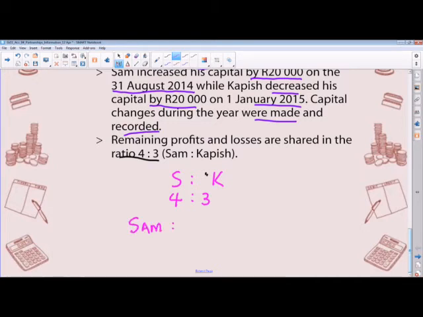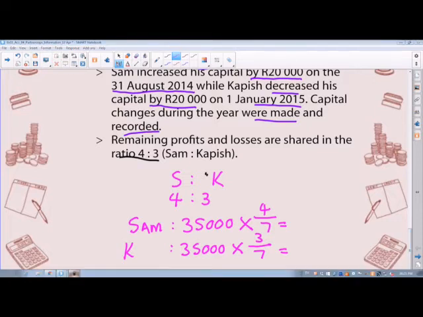So we're going to take our 35,000 times, he is going to get 4/7, 4 plus 3 gives us 7. So let's write it down first and then we can do the calculation. So Sam, that will be his share of the remaining profit, and then partner Kapish, his share will be 35,000 times 3/7 in terms of that remaining profit. Right, let's get the calculator out.